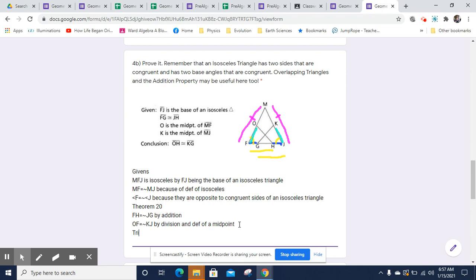So triangle OFH is congruent to triangle KJG by side angle side postulate. Okay. And there's the side, there's the angle, and there's the side. Side, angle, side. Okay, finally, once we've got all that, we can say OH is congruent to KG by CPCTC. All right, I hope that helped.